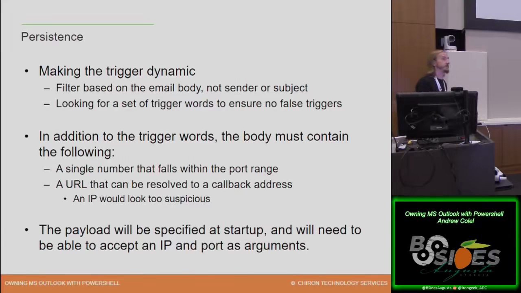It has to have a single number that falls within the port range, so it has to be between 1 and 65,535. It also has to have a URL. That URL will be resolved to an IP address that will then be used for the callback. So this way you can send your email from any email address you want with any subject line. In the body, it just has to contain 3 words, a URL that can translate to the IP you want it to call back to, and a single number that is the port you want it to call back to.